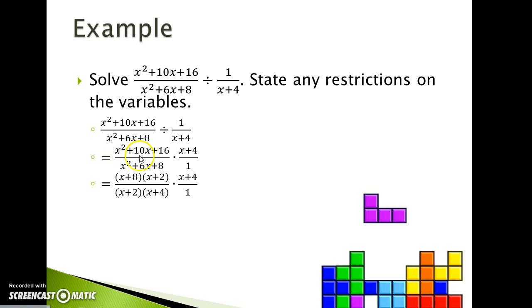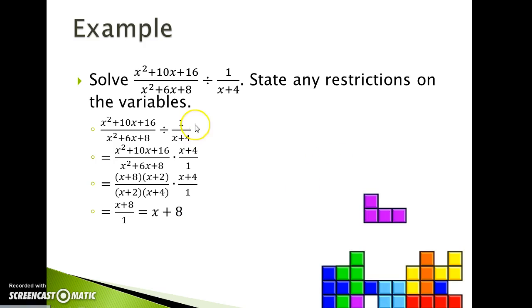So x squared plus 10x plus 16 factors to x plus 8 times x plus 2. 2 times 8 is 16. 2 plus 8 is 10. On the bottom, x squared plus 6x plus 8 factors to x plus 2 times x plus 4. 2 times 4 again is 8. 2 plus 4 is 6. If we multiply straight across, we notice that we can cancel x plus 4 and x plus 4. We can cancel x plus 2 and x plus 2, leaving us with x plus 8 on the top and 1 on the bottom, which of course simplifies down to x plus 8.